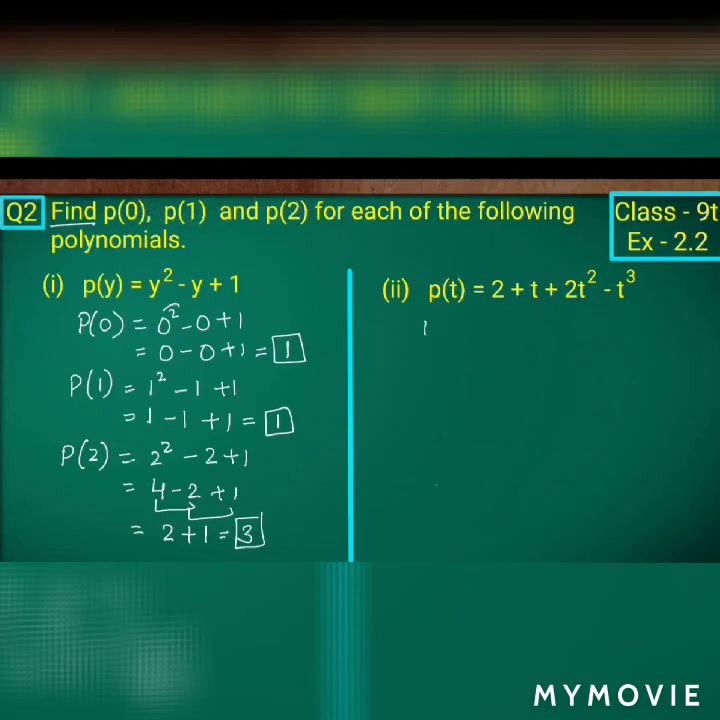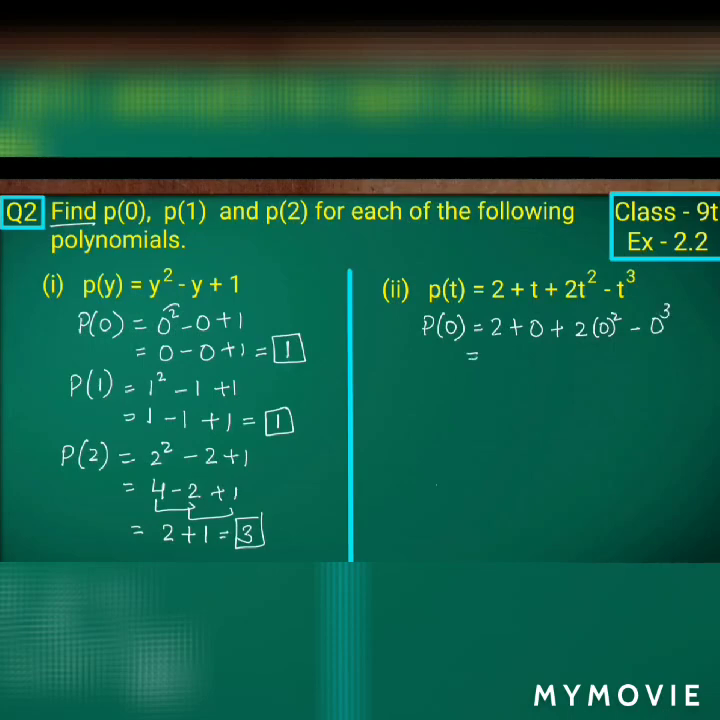In the same way, if you observe the next one, here we have p of t is equal to 2 plus t plus 2t square minus t cube. Here the variable is t. First we'll take the variable t is equal to 0. At that time, what equation will we get? P of 0 is equal to 2 plus 0 plus 2 into 0 square minus 0 cube, isn't it?